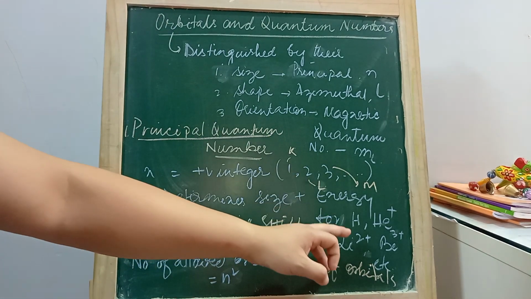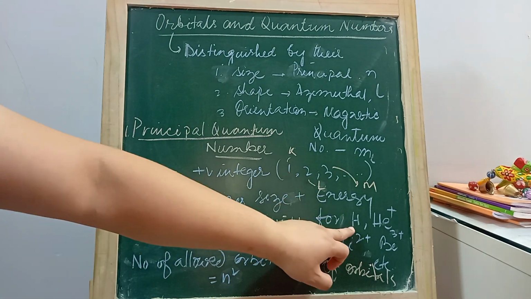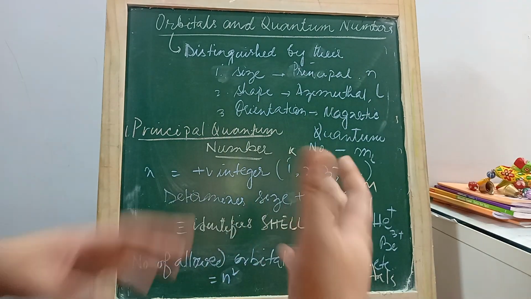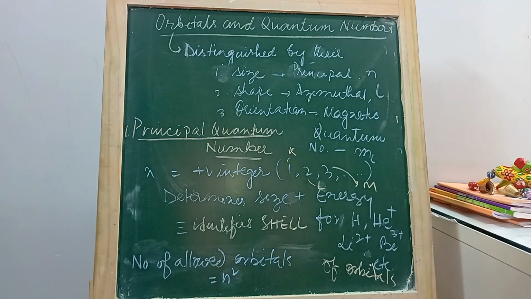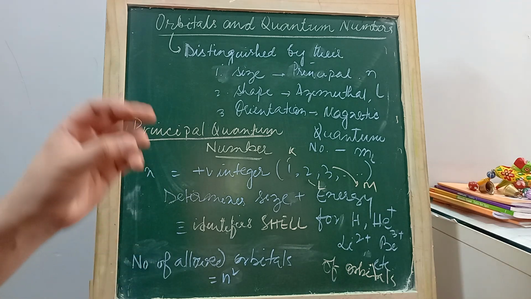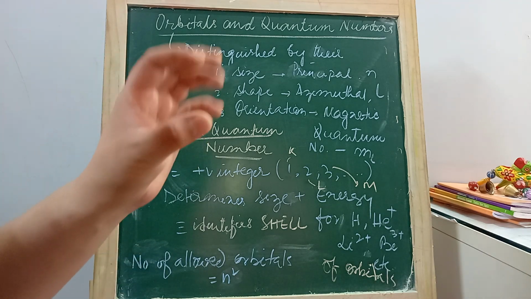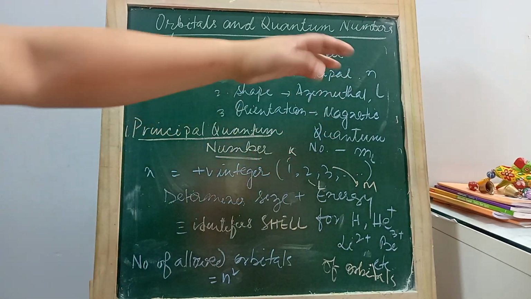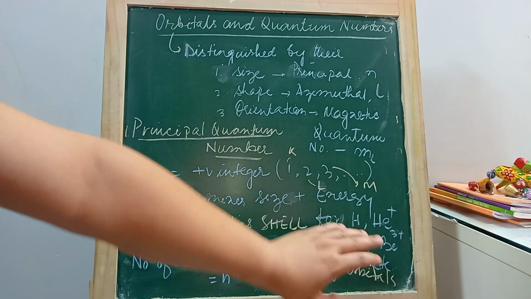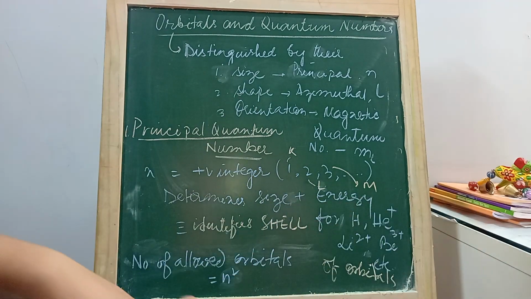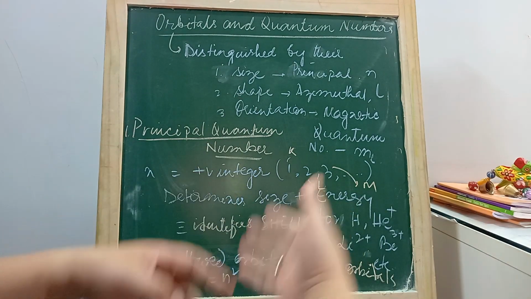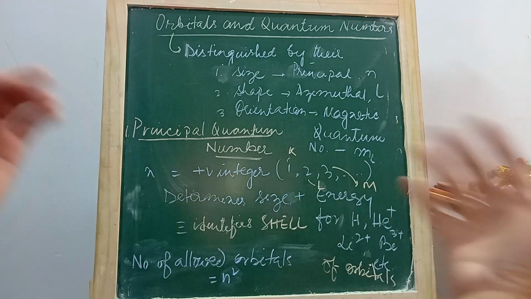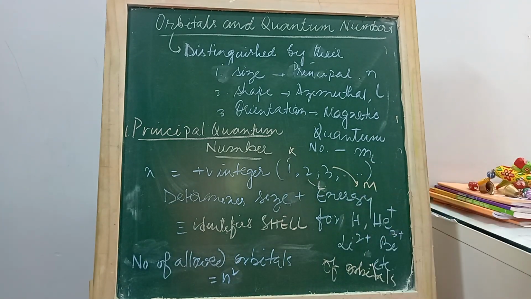For a multi-electron system having more than 1 electron, the energy of an orbital is determined not only by the principal quantum number but by other things too. But in the case of these one-electron species, the energy of an orbital is determined only by the principal quantum number. As the principal quantum number increases, the size and the energy of the orbital increase.